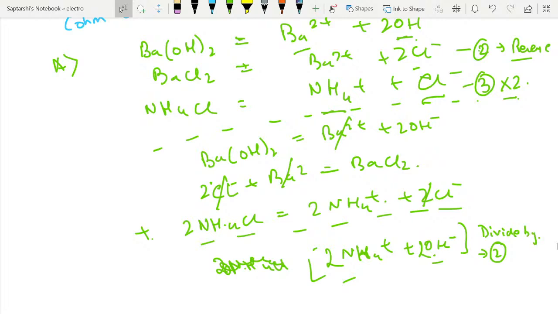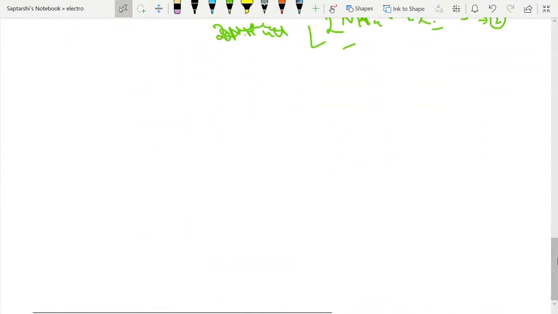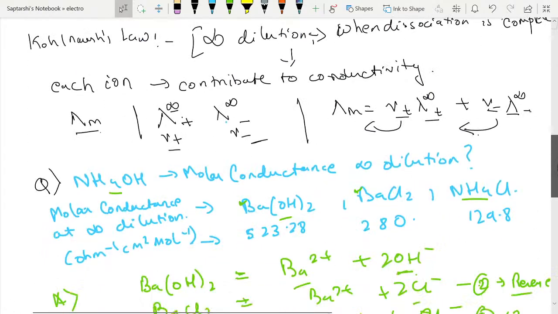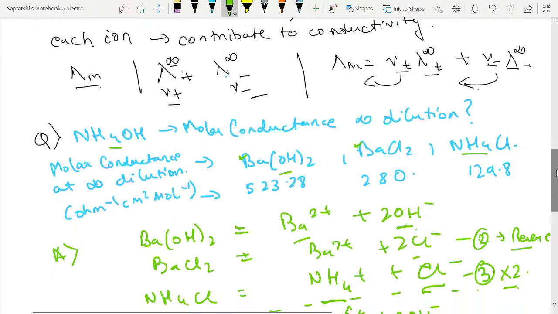So the main thing is that when we multiply by 2, the molar conductance will be multiplied by 2. When we reverse it, the molar conductance sign will be reversed. Okay, so that is an important thing that you should know. So let us see. Molar conductance for BaCl2, we reverse it. So when we reverse, the molar conductance will become minus 280. We multiply this one by 2, so this will actually become 129.8. So that's like 130. So it will become around 260.